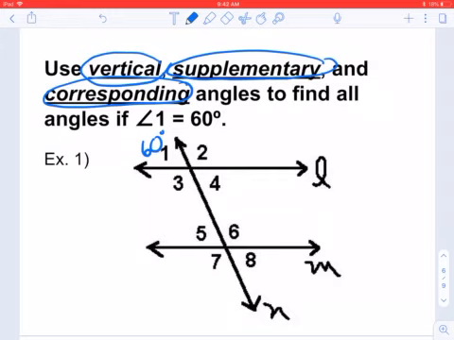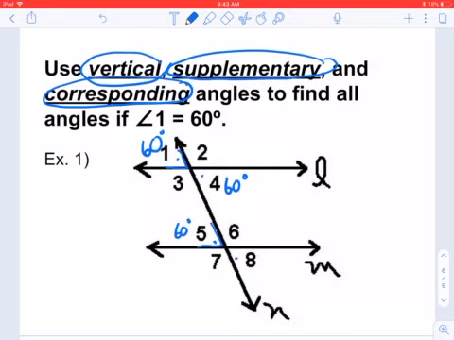I know that if angle 1 is 60 degrees, then I could fill in angle 4 because angle 1 and 4 are vertical to each other. And that means angle 4 also has a measure of 60 degrees. I'm going to slide down to angle 5. So angle 1 and angle 5 are corresponding angles. And I know that corresponding angles are also congruent. So that means angle 5 is 60 degrees.